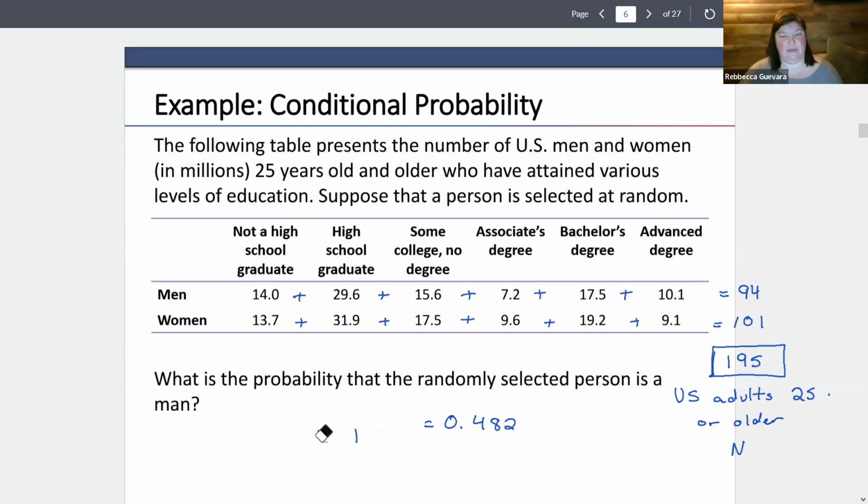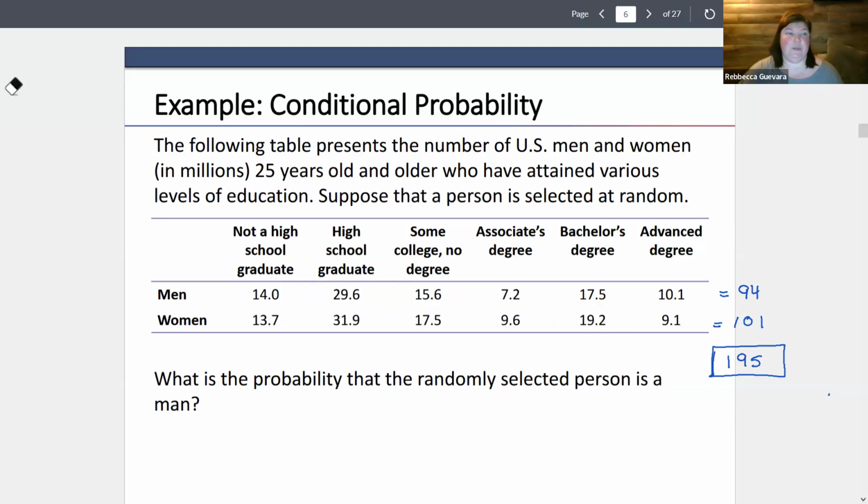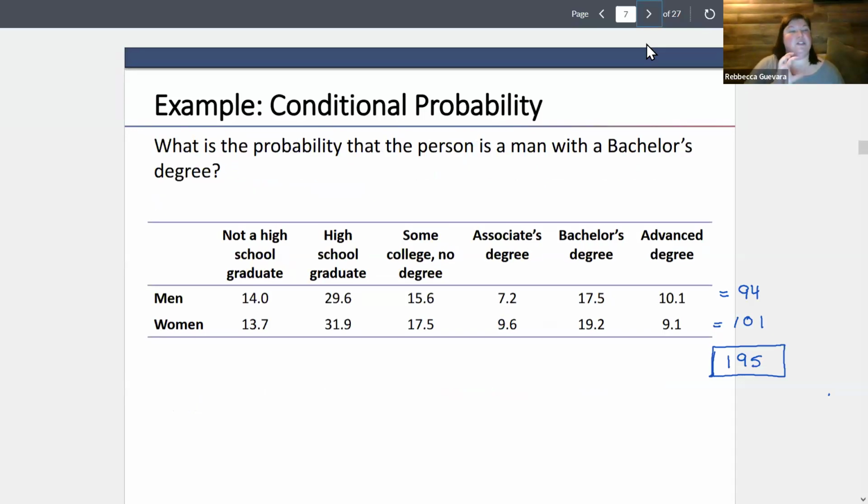Okay. Well, let me get rid of this because we're going to have another part to this question here. Don't need that in my way. So we're working our way to a conditional probability. We're just taking baby steps. This is a slightly different question. What's the probability that a person is a man with a bachelor's degree? Right here, these are my men with bachelor's degrees. So this is the event of a man and they have a bachelor's.